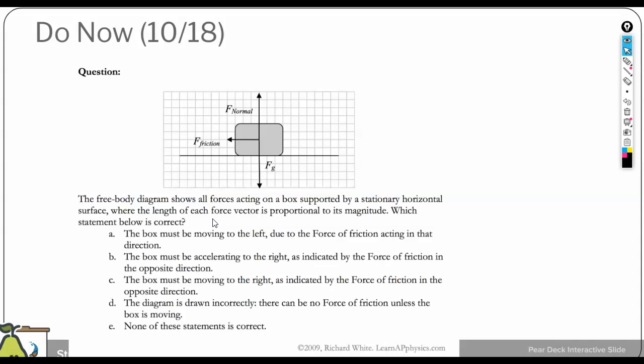This question is actually taken from a past AP physics exam, and so it's not quite aligned with OnRamps physics, but it is pretty closely aligned conceptually. Okay, so I want you to look at this free body diagram and see if you can answer this question.